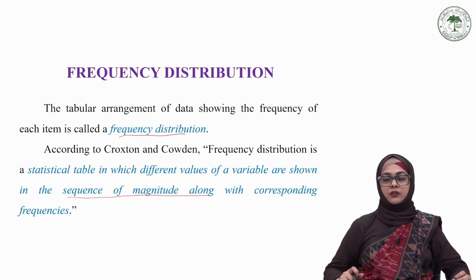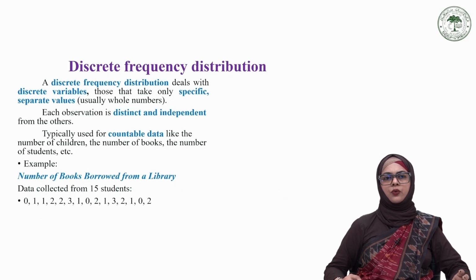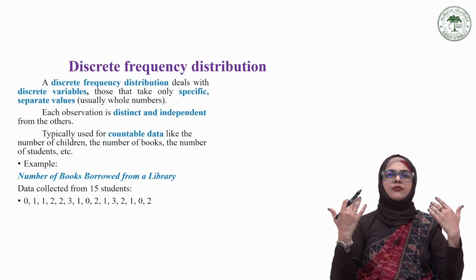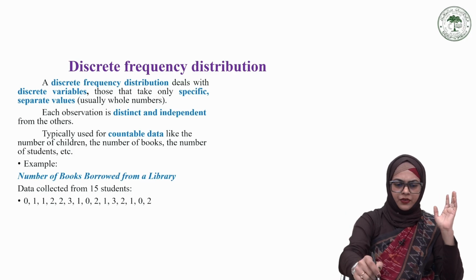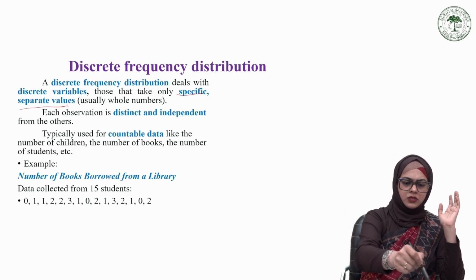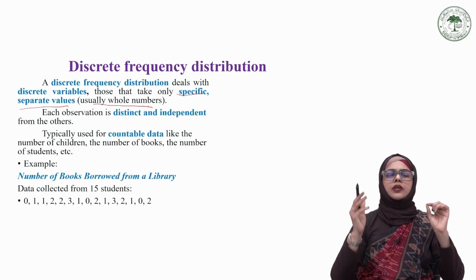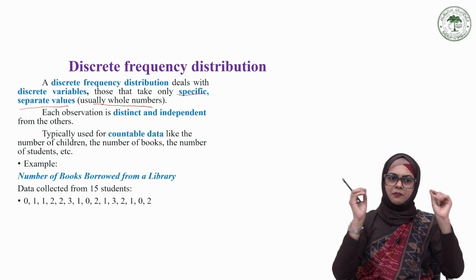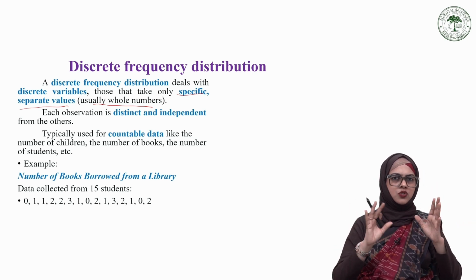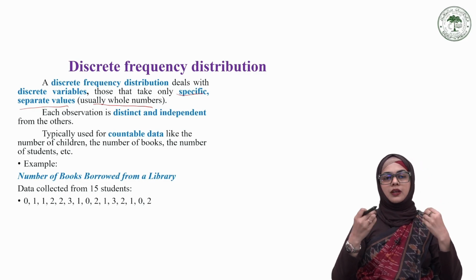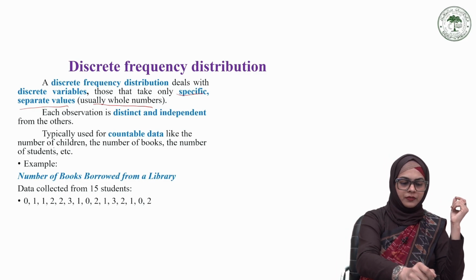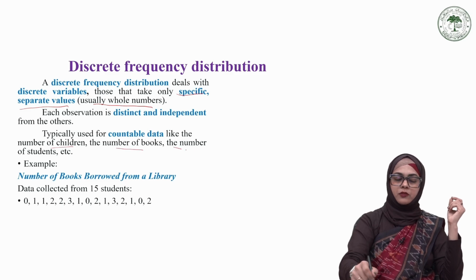So let's have a look at the first frequency distribution, which is of a discrete type. A discrete frequency distribution deals with discrete variables. Discrete meaning specific, separate values, usually whole numbers. So each observation is distinct and independent from one another. There's no overlapping, and it is typically used for countable things that you can count, like the number of children, the number of books, the number of students.